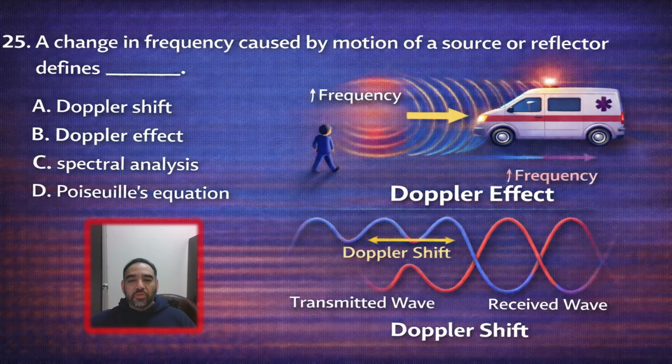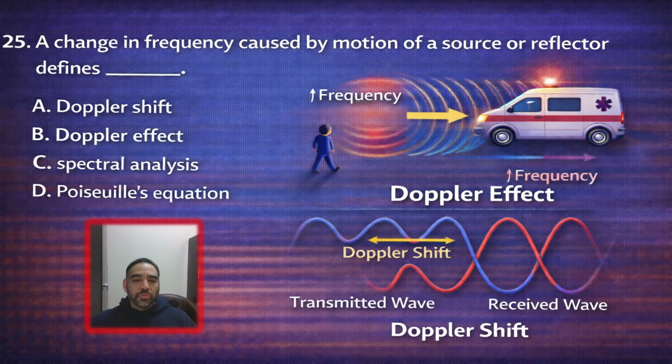The Doppler effect is that phenomenon, the overall physical principle that motion causes a frequency change. So why not Doppler shift? A isn't correct because the Doppler shift is the amount of the frequency change. It's the numerical difference between transmitted frequency and received frequency. So the Doppler effect is the concept about the phenomenon, and the Doppler shift is the measurable frequency change. That distinction is what this question is testing.